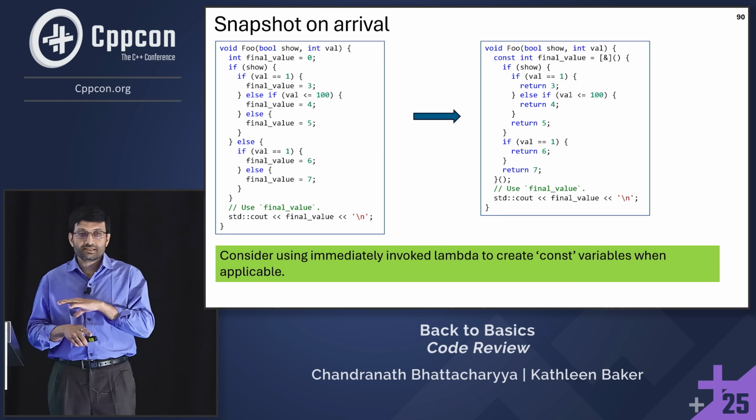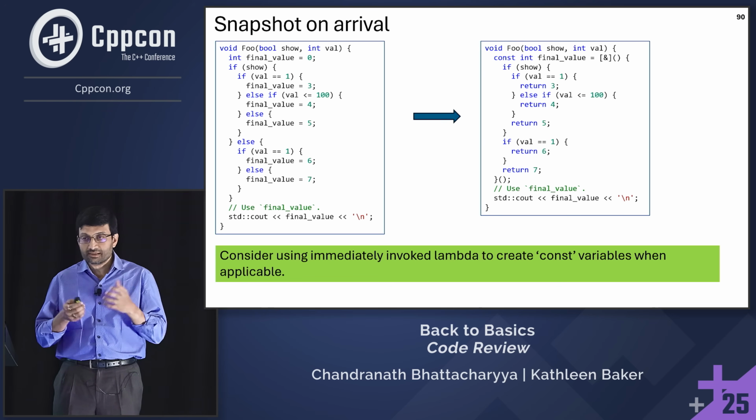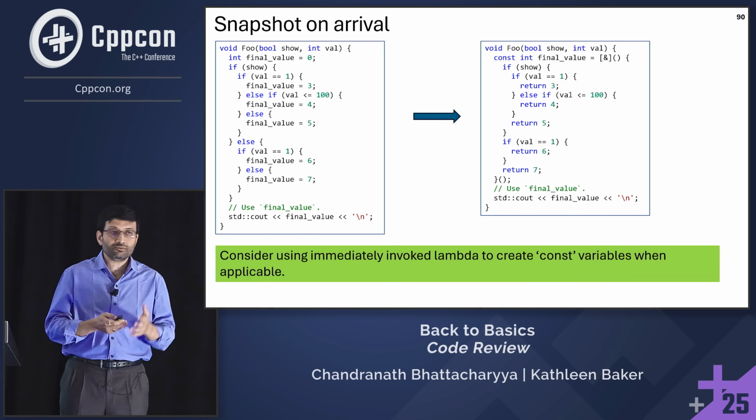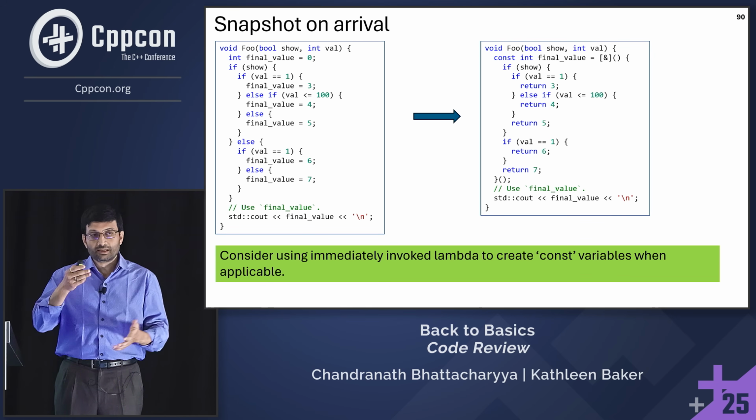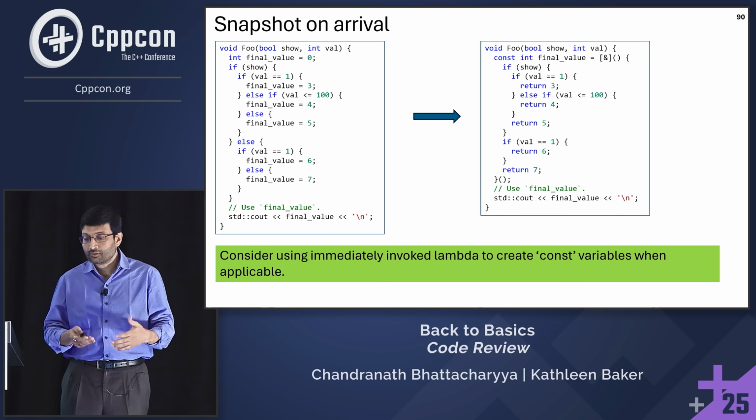Most of your cases will not be this convoluted, but many a time we have two or three different conditions which are used to initialize a variable, and then we create a non-const variable and keep on assigning to it. So instead, we can use an immediately invoked lambda to get a const out of it.